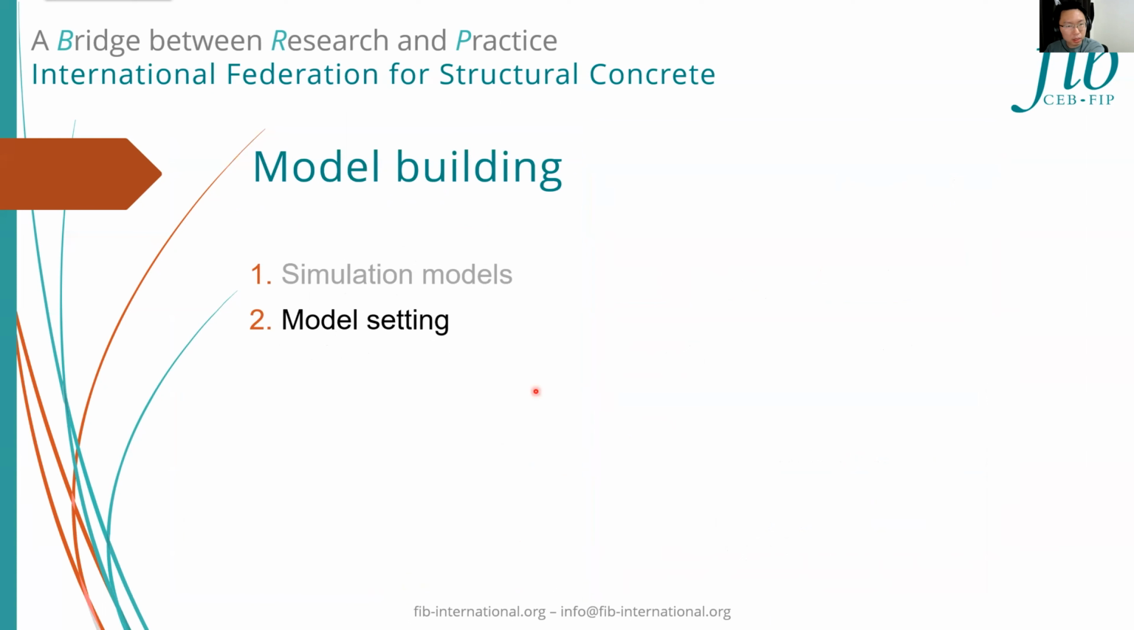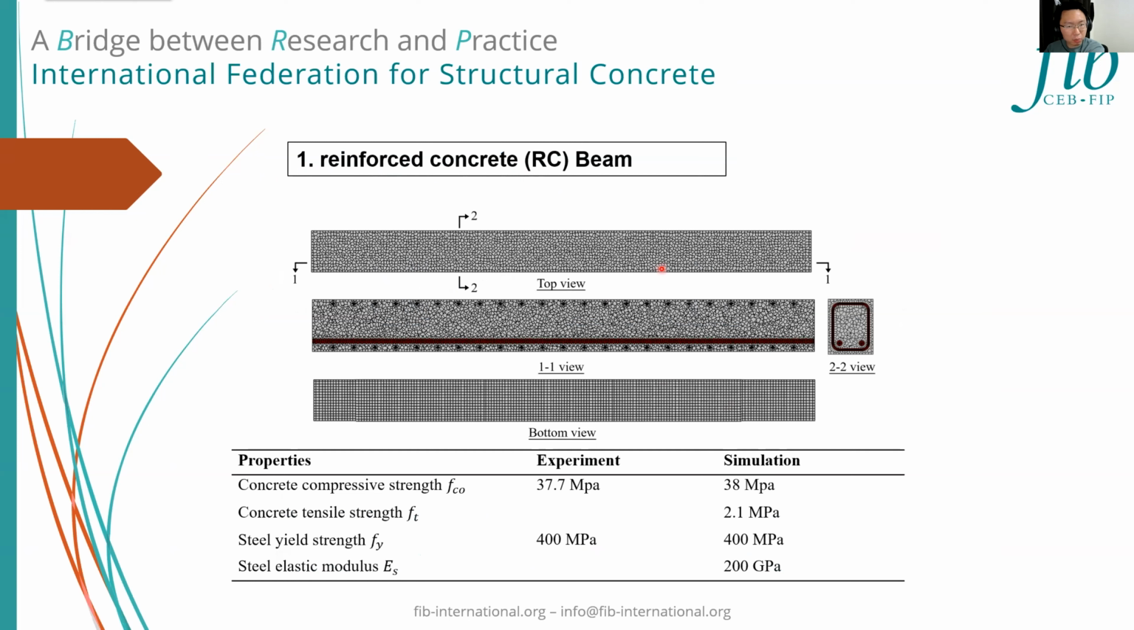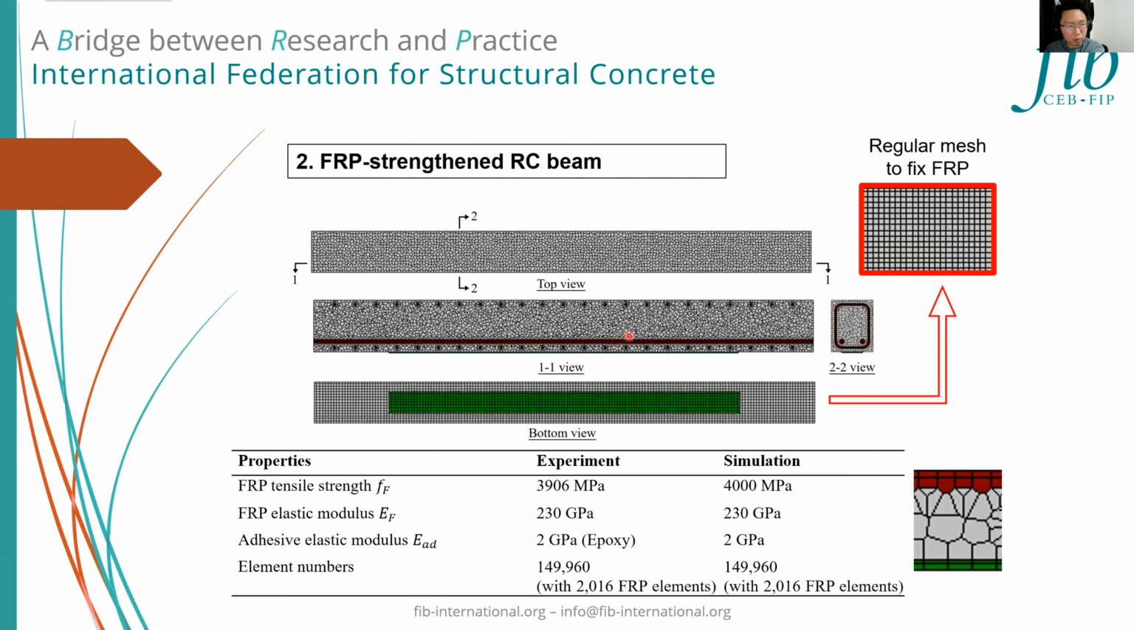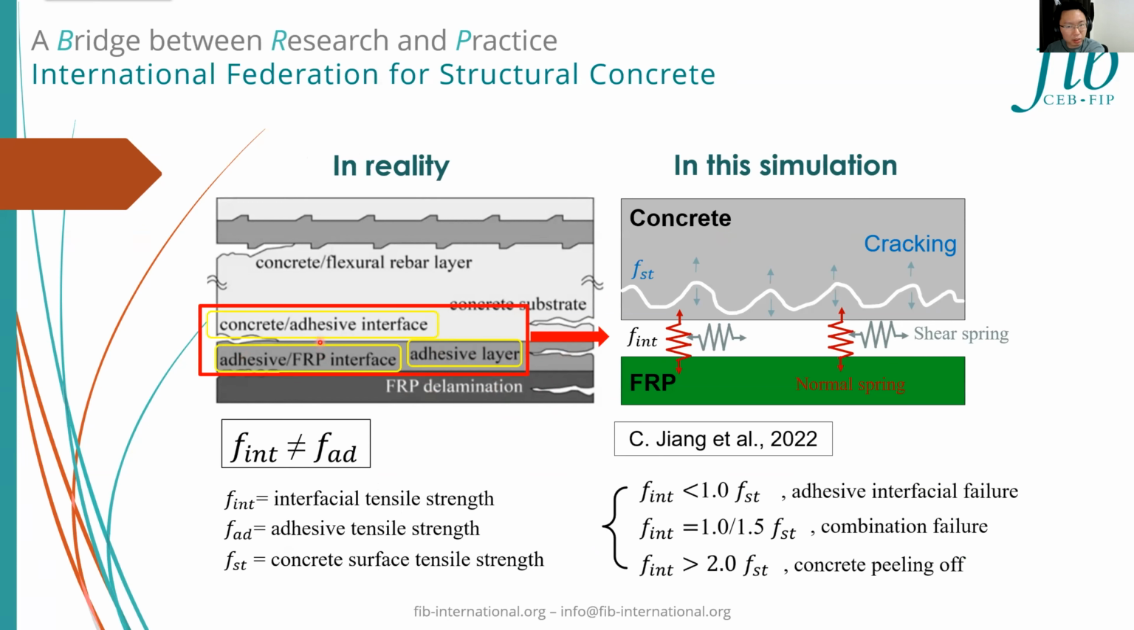Then to my model setting, the geometry of the numerical model is based on the experiment conducted by Wu and shown in the slide. Two kinds of simulation model were made: a reinforced concrete beam without and with FRP strengthening. And this is the model for the FRP strengthened concrete beam. The springs at the interface between FRP and concrete should be modeled carefully for accurate simulation. In reality, a thin layer of the adhesive exists between FRP and concrete. The performance of the adhesive layer can be reflected in the interfacial springs between FRP and concrete elements.